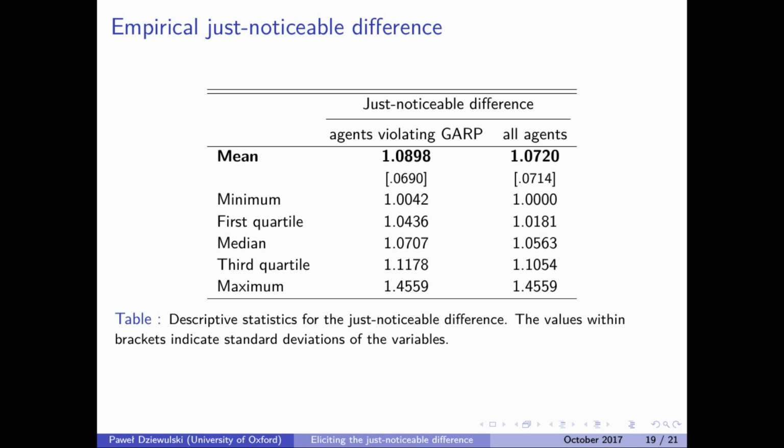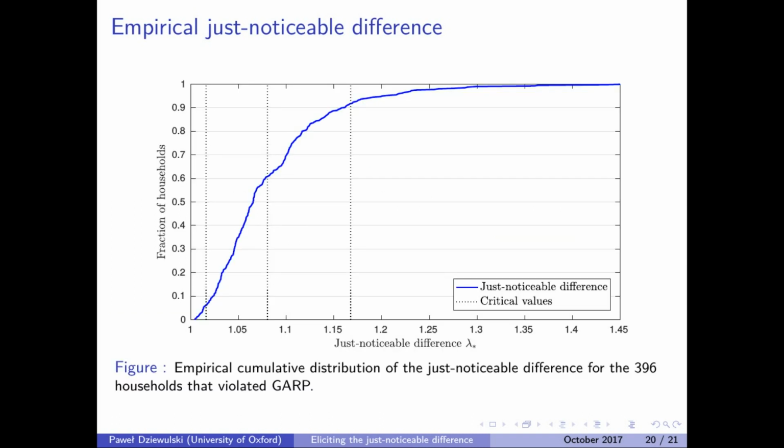Whenever we considered only those households whose choices violated GARP, the mean just noticeable difference in the sample was close to 1.09. This means that a 9% increase in the size of a bundle was sufficient for an average agent to notice the change. The median was around 1.07. Whenever all households were included in the sample, including those whose choices satisfied GARP, the distribution shifted to the left. This is because, by our previous observation, for any rationalizable set of observations, the corresponding just noticeable difference is equal to 1. For this sample, the mean dropped to around 1.07 and the median to around 1.05. The whole distribution is represented in the following graph.